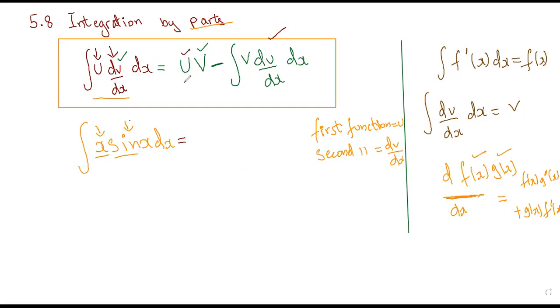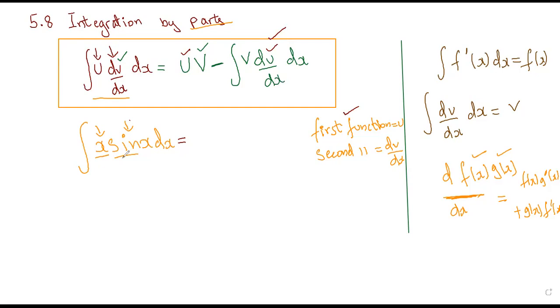The thing is that this is the formula, and this u has to be chosen carefully. Why? Because we need to consider as first function that function whose derivative would ultimately end up to 1 or would simplify.